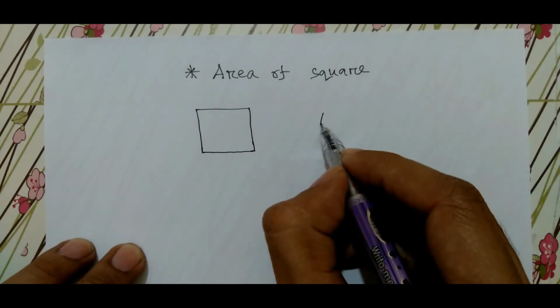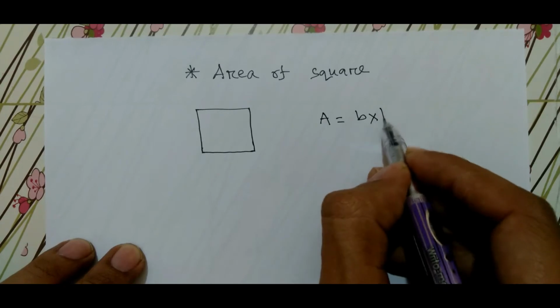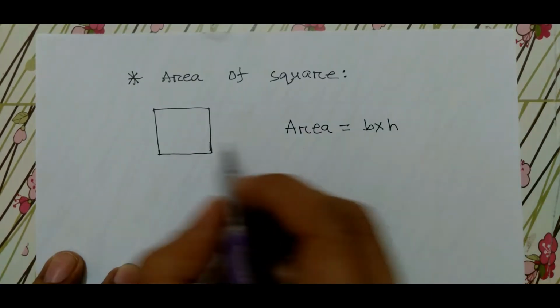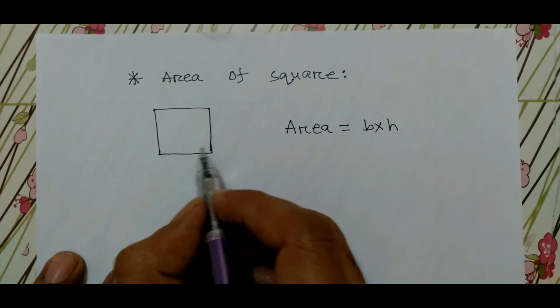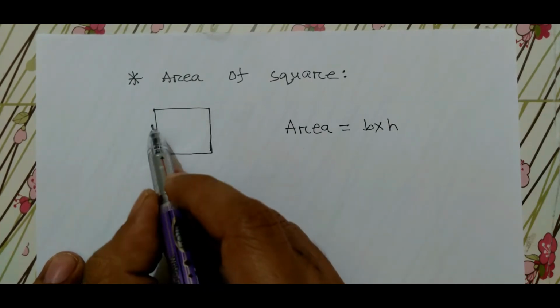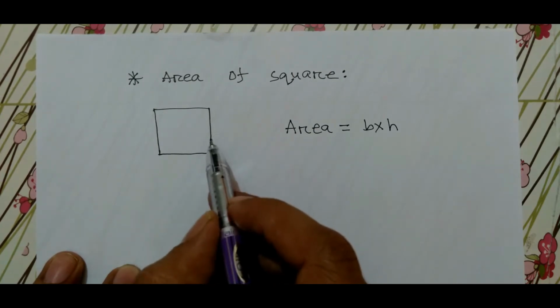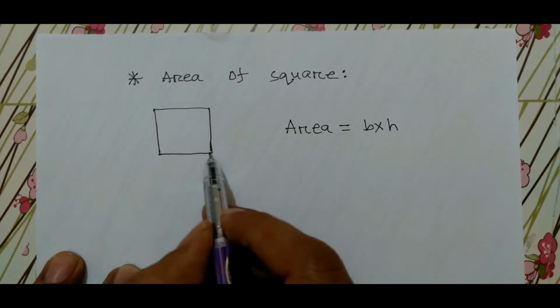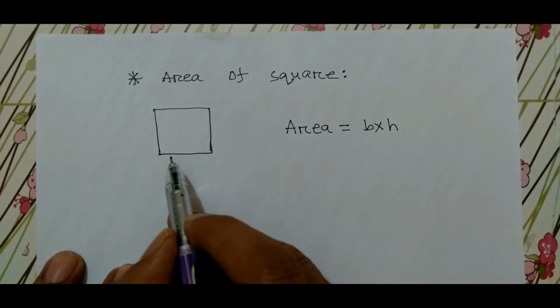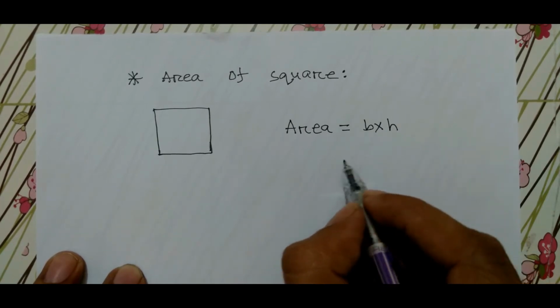Now we will find the area of square from the area of parallelogram. Already we know that the area of parallelogram is base multiplied by height. We also know that all the sides of a square are equal. Since all the sides of a square are equal, the base and height of the square are also equal. Since the base and height of the square are equal, we can replace the base and height simply as side.